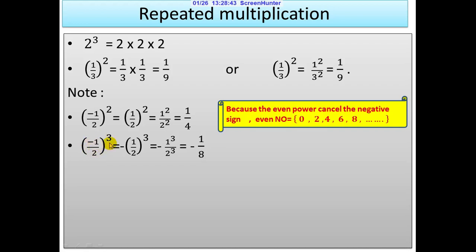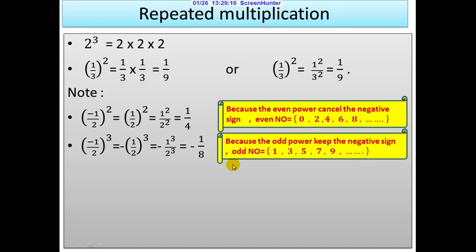But if we have an odd power, like negative 1/2 raised to power 3, where 3 is an odd power, we keep the negative outside the brackets. It will be equal to negative, open brackets, 1/2 raised to power 3. By doing the previous steps, distributing the power on the numerator and denominator, it will be equal to negative 1 raised to power 3 over 2 raised to power 3, finally equal to negative 1/8. So we must study this rule also, because the odd power keeps a negative sign. Odd numbers are 1, 3, 5, 7, 9, and so on.